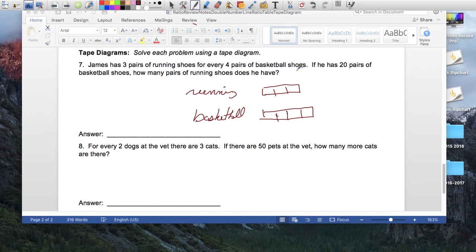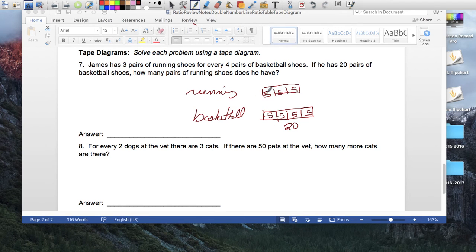So I want to know what happens. How many running shoes does he have when he has 20 pairs of basketball shoes? So 20, I'm going to put 20 right under the basketball boxes, because that's what it's representing. So these 4 boxes represent a total of 20. What number can I put in each of the boxes so that they add up to 20? And that's 20 divided by 4 boxes, which would be 5.